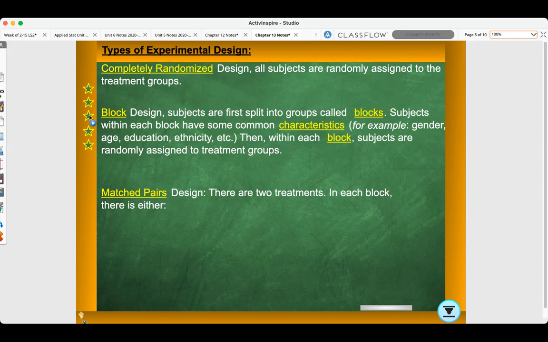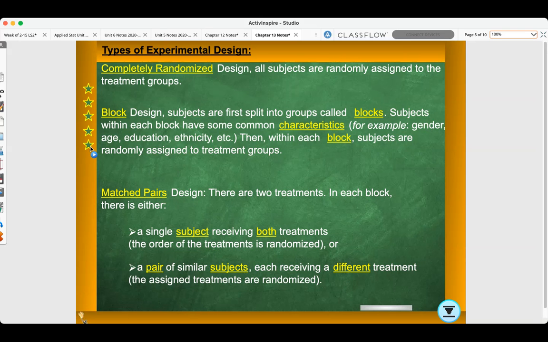Matched pairs design. There are two treatments. In each block, there is either a single subject receiving both treatments, where the order of the treatments is randomized, or a pair of similar subjects, each receiving a different treatment. The assigned treatments are randomized.